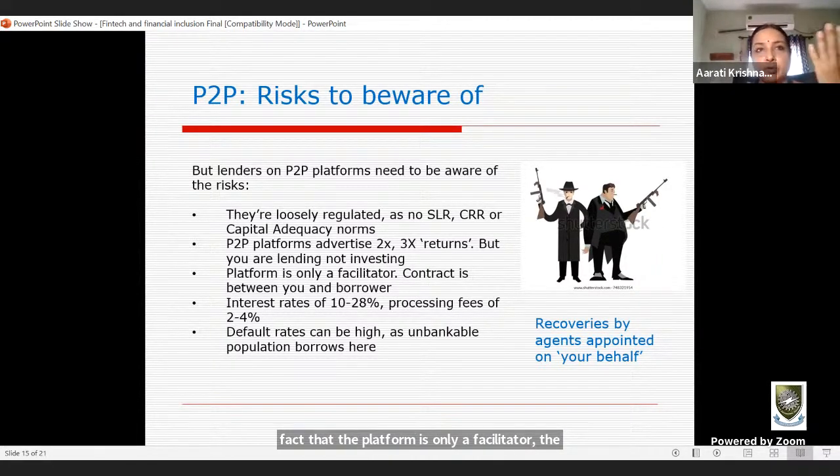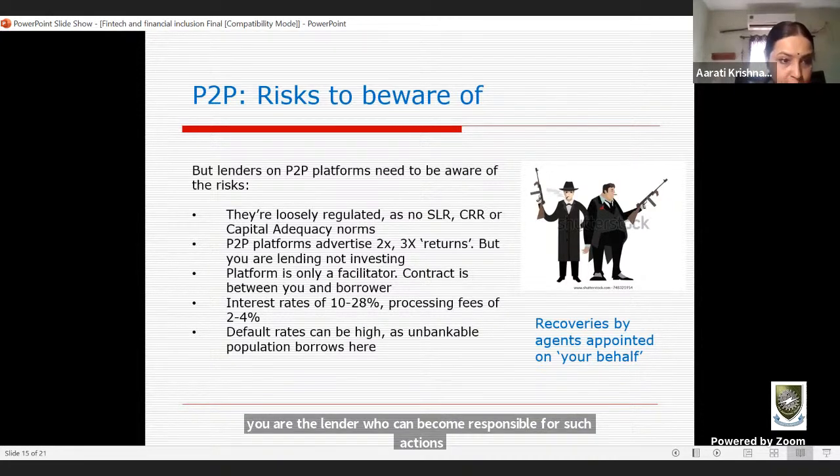Suppose somebody on the road just approached you and asked you for a loan, would you give it? That is how you need to look at lending via P2P platforms. The default rates on these platforms tend to be quite high. But the other big risk is that the platform can appoint a recovery agent to go and ask that person to pay if they don't. A lot of reports and complaints have come out about misuse of these, the recovery practices not following RBI guidelines, people using bouncers to recover and things like that. Because you are the lender, you can become responsible for such actions. So you should be very wary of lending on such platforms.